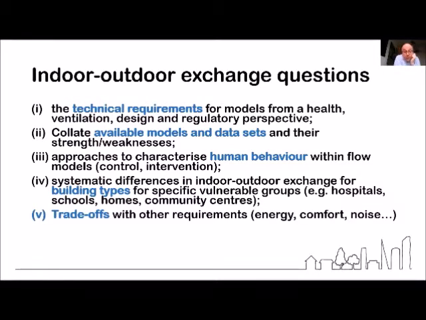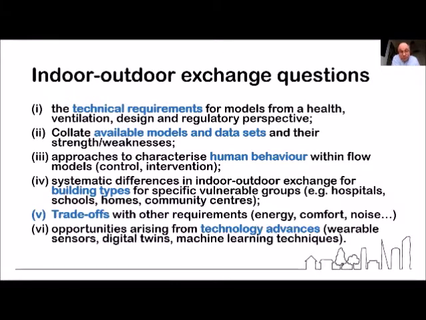Then there are trade-offs with other requirements: energy, comfort, noise, and so on. Flow, of course, underlies many processes, and therefore, if you can say something about air quality, you can probably also say things about energy, comfort, noise, and so on. Then there are opportunities arising from technology advances. Think of wearable sensors, digital twins. I put this in response to what Paul Monk was talking about this morning, and machine learning techniques, and so on.